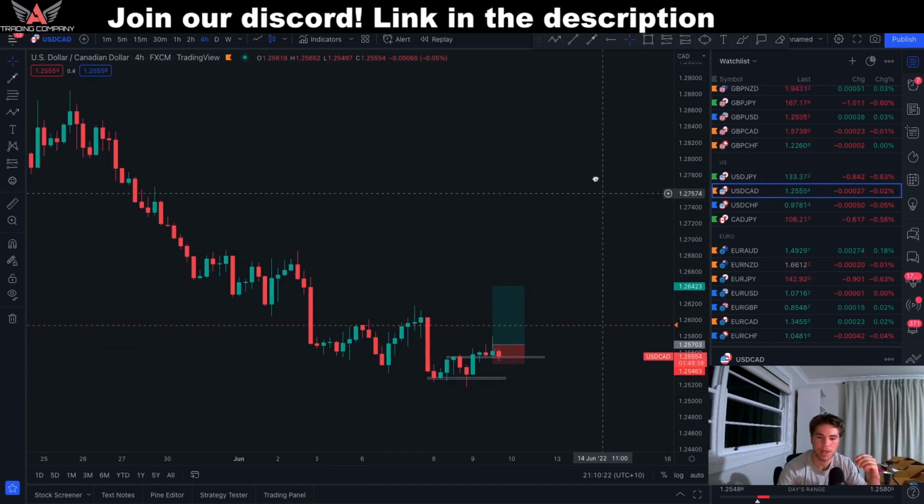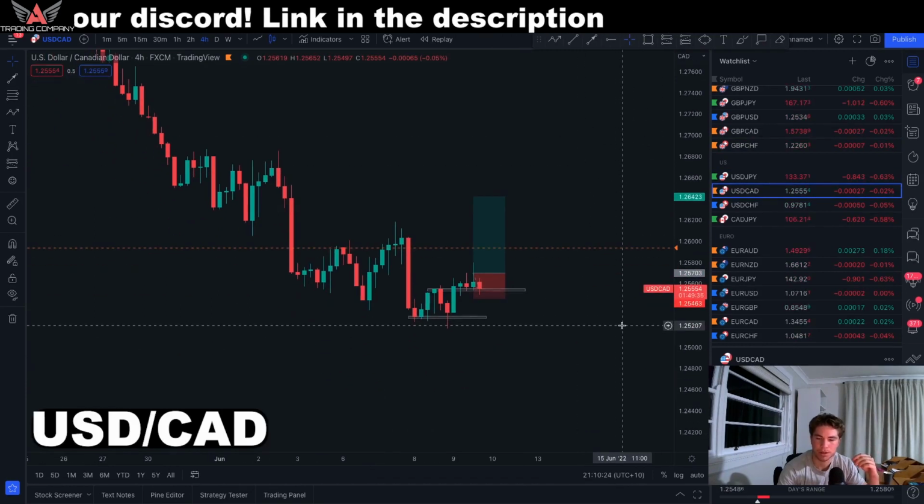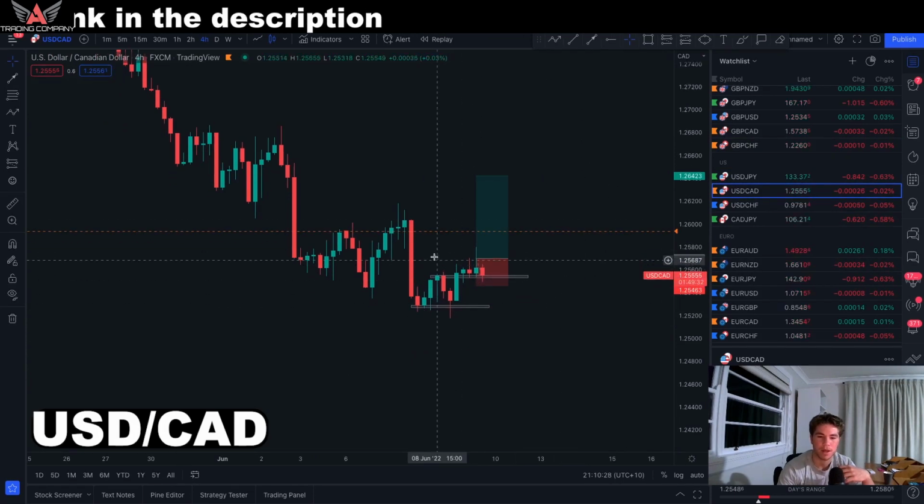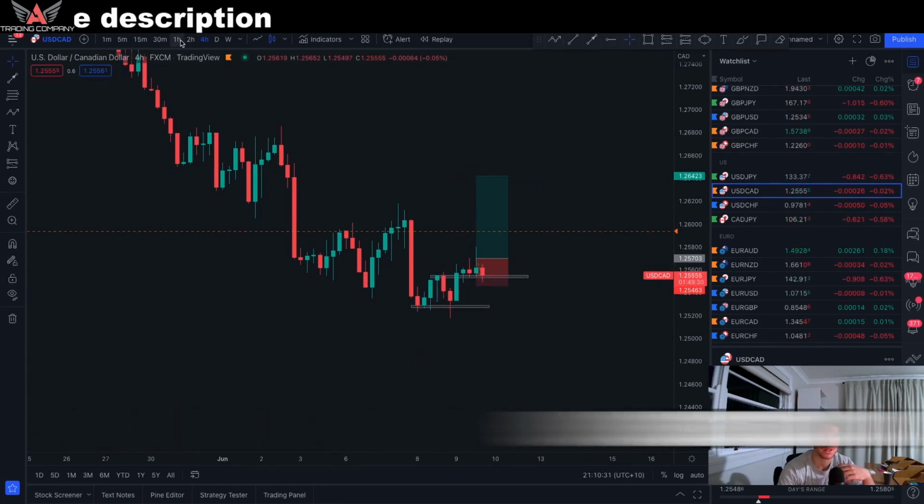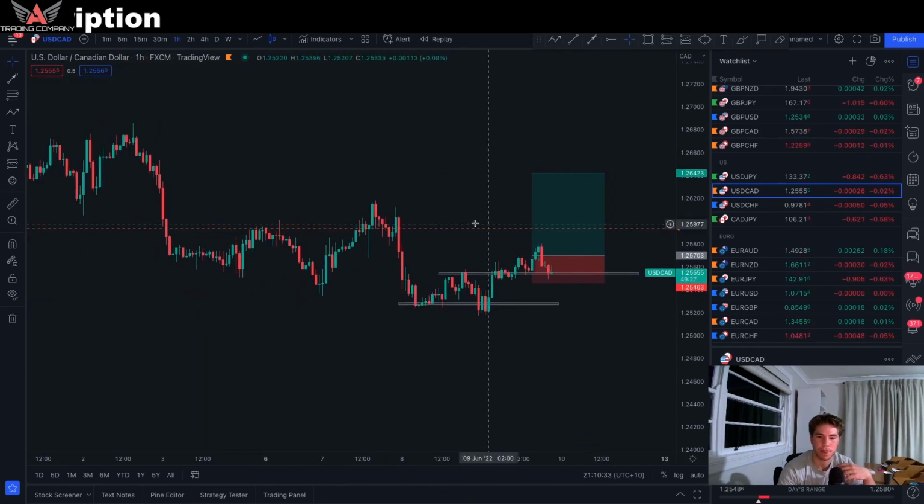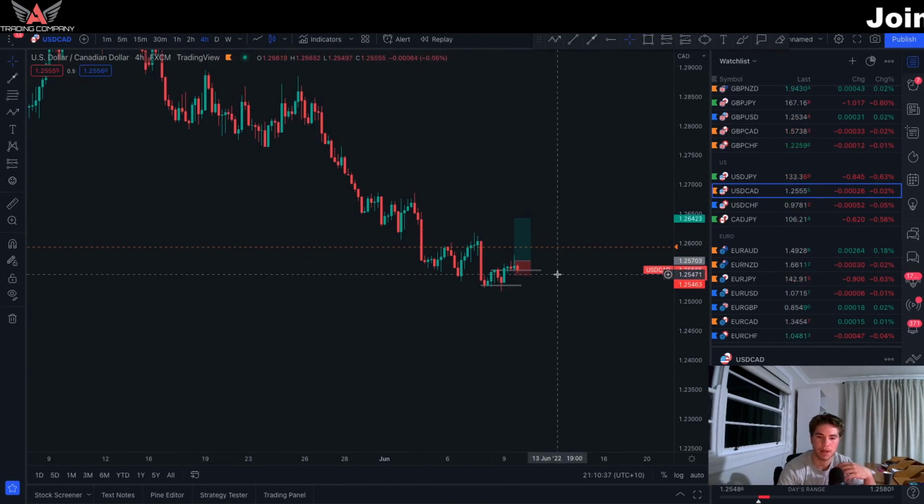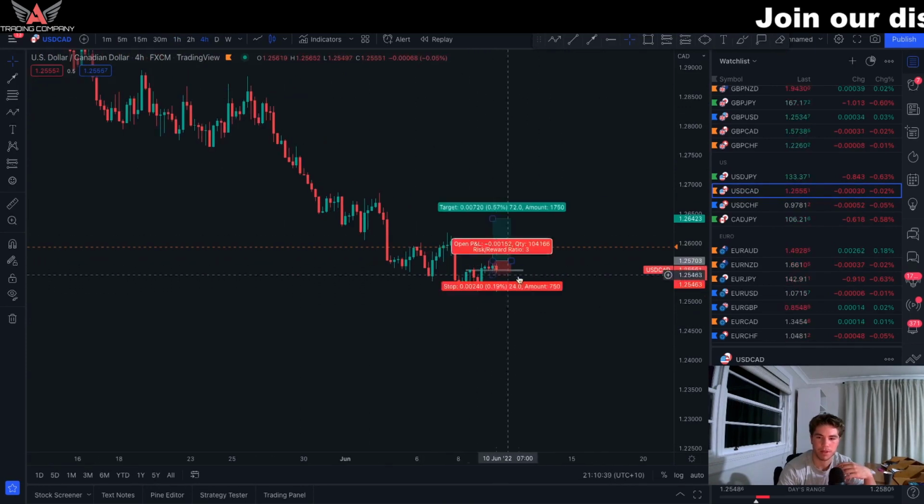Okay, USD CAD is the trade I entered, which I talked about at the start. So yeah, hopefully we can see this continue bullish. I still like this structure, a very simple reversal setup. So hopefully we can see that happening, just to break above that previous high low.